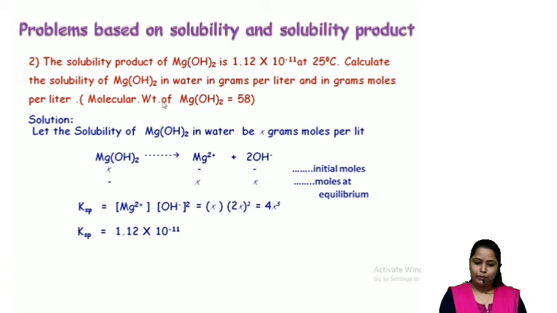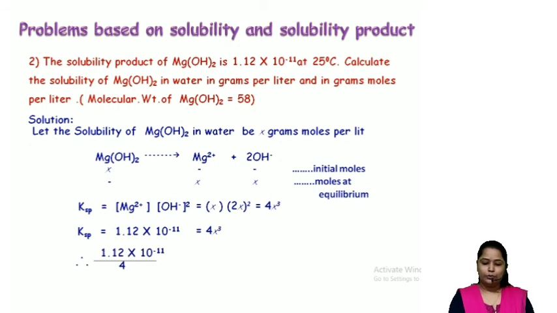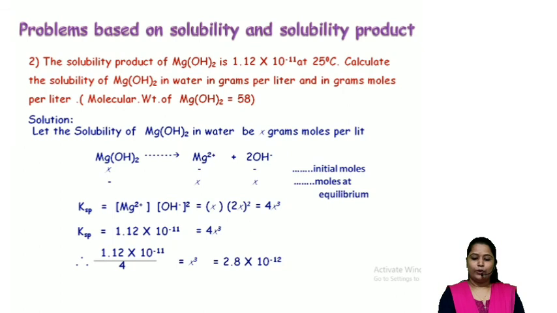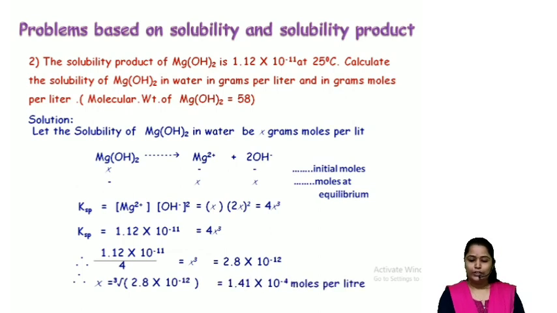Since the value of Ksp is given and it is equal to 1.12 into 10 raised to minus 11, by using the value of Ksp we can determine the value of x. It is equal to 4x cube. Therefore x cube is equal to 1.12 into 10 raised to minus 11 upon 4, and it is equal to 2.8 into 10 raised to minus 12. If we take the cube root, then we get x is equal to 1.41 into 10 raised to minus 4 moles per liter. It is the solubility of magnesium hydroxide in moles per liter.